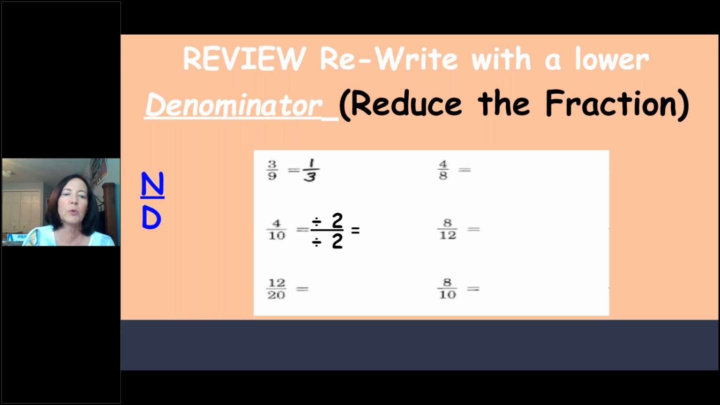So 4/10, we have to divide the 4 and the 10 both by 2. So what would the reduced version of 4/10 be? Say that again. So we have 4/10 right here. And if we were to reduce 4/10, means we're going to divide the top and the bottom both by 2. Oh, 2/5. You're awesome. That's it. How about 12/20? Can you reduce that one for me?